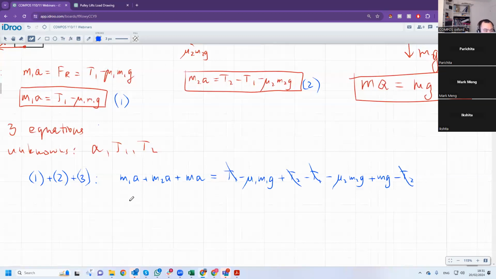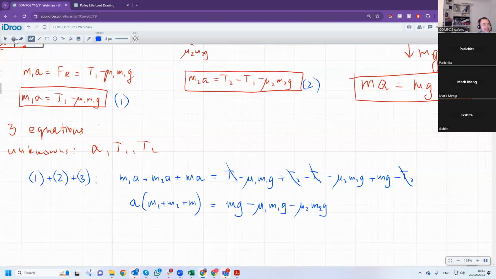We take a as a common factor: m1 plus m2 plus m times a equals mg minus mu1 m1g minus mu2 m2g.